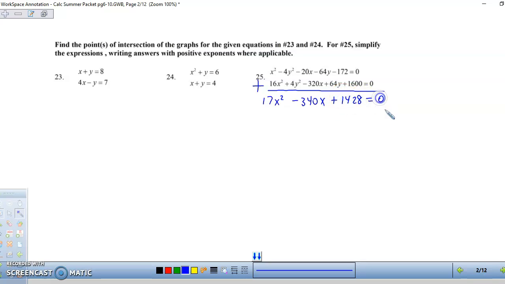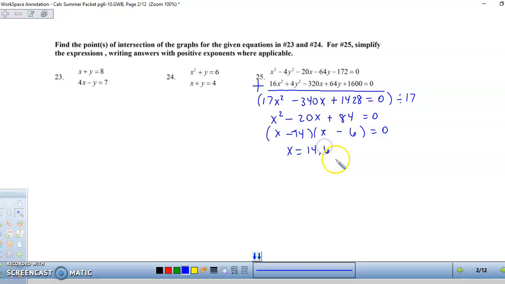1,428 equals 0. Now I did check, and you can divide everything by 17, which is nice because that turns into a much better quadratic to factor. It actually factors. x squared minus 20x plus 84 equals 0. So this guy factors into x minus 14 and x minus 6. So it has to multiply to positive 84 and then combine like terms to negative 20. So here I get x equals 14 and 6. So that's the start of my intersection points.